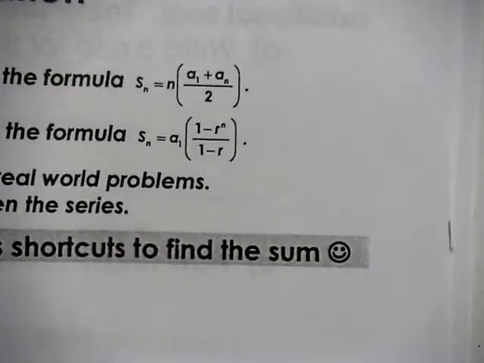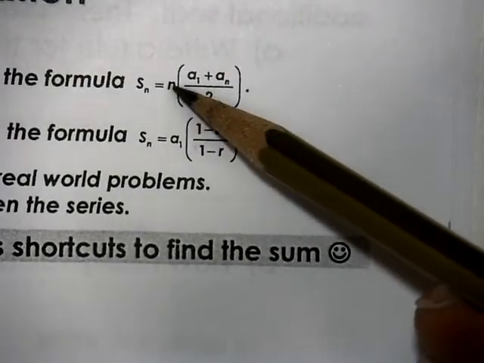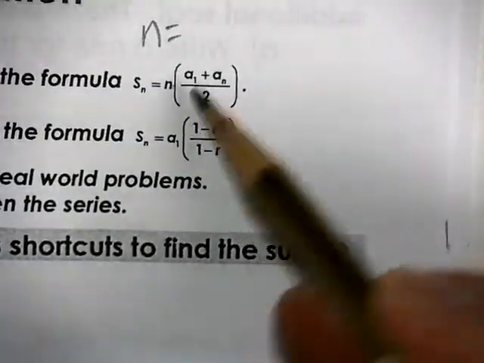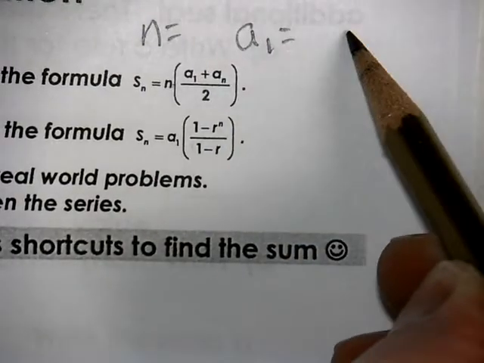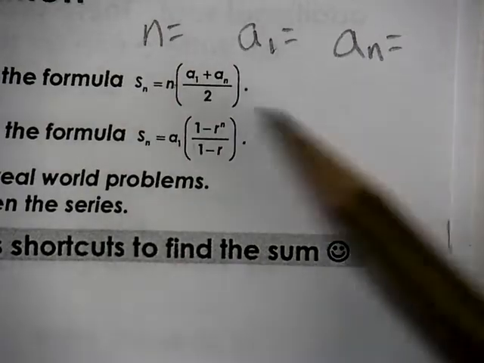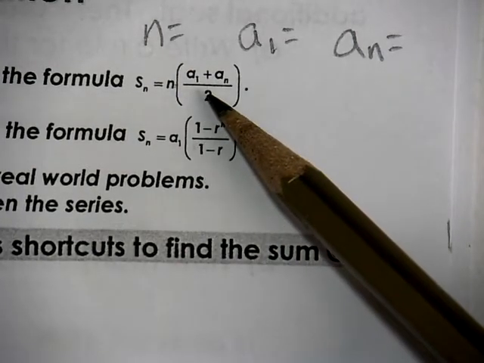Notice that when we work with these formulas to do an arithmetic finite series, we need to know the number of terms. We need to know what the first term is. And we need to know what the last term is. And if we have that information, we're ready to find out what the sum of the series is going to be.